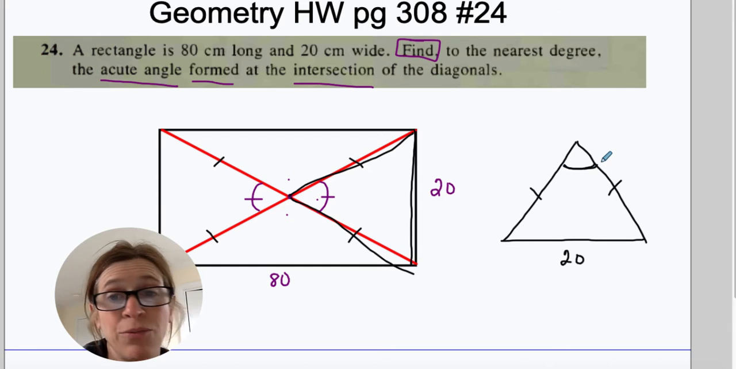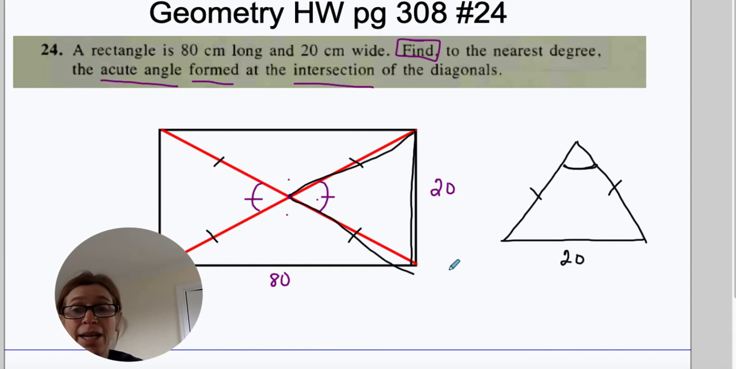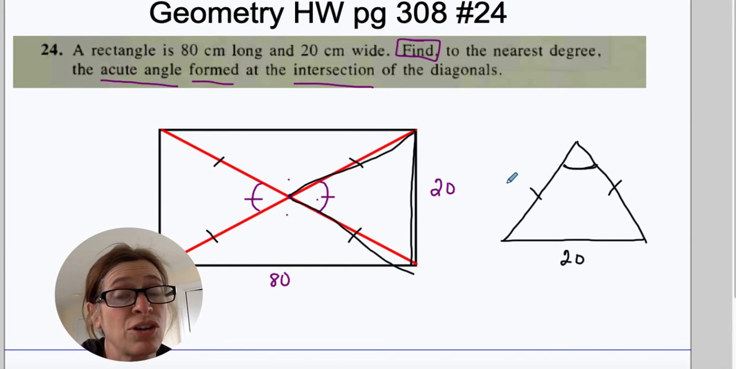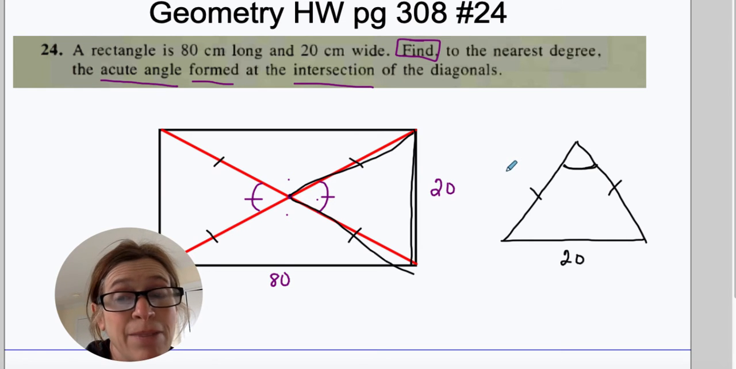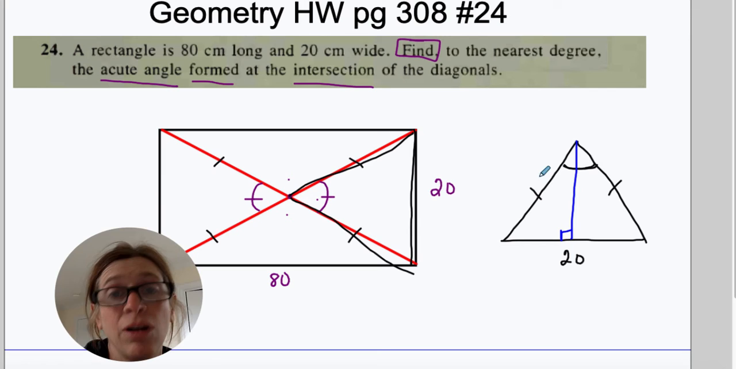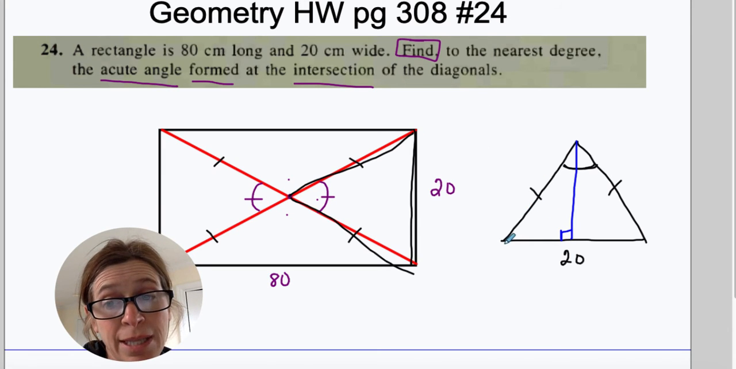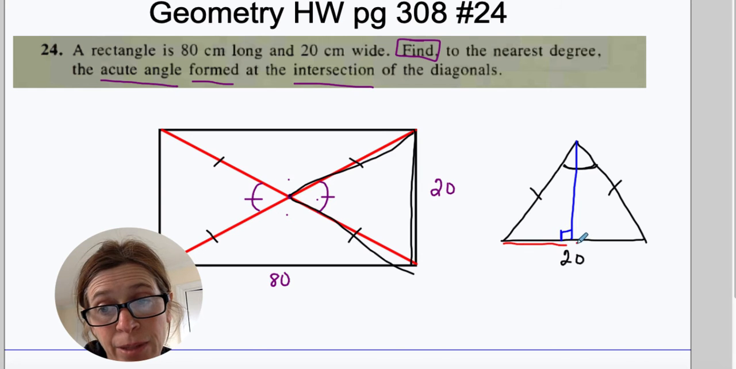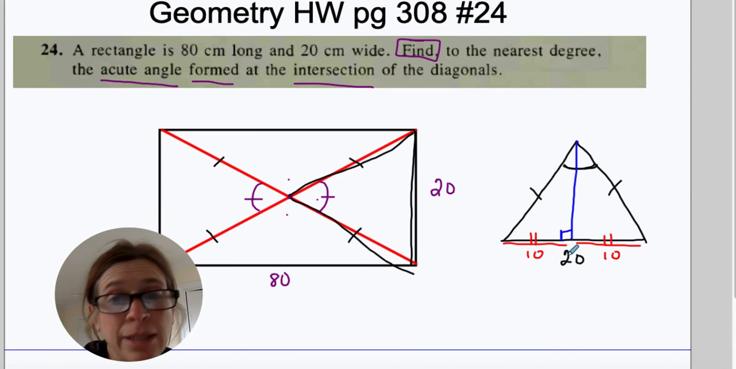All right, well, if we're going to be using trig here, this is where I kind of have to think. These isosceles triangles are going to be with us a lot. The only way you can get a right triangle is if you drop an altitude. If I drop an altitude, that's perpendicular. Ask yourself, what is it doing to the 20, to the base? Hopefully you said these would be congruent, making this 10 and 10.